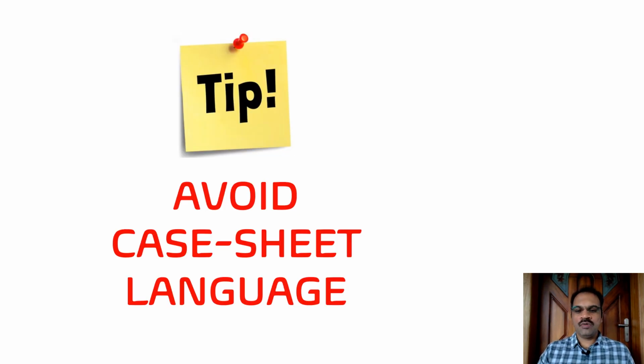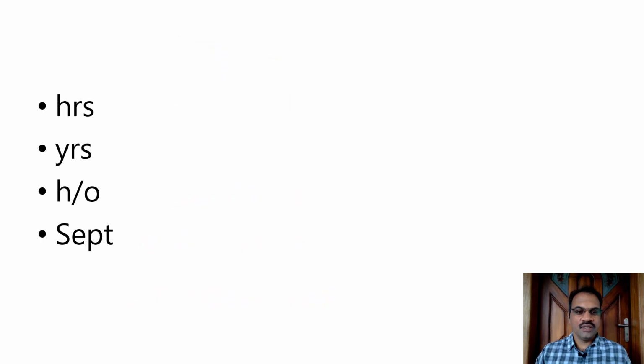Again, this is a problem that we usually see in case reports: use of case sheet language. Whatever words you use in your OP card or in your case sheets, you now use that in articles you are submitting to journals. Avoid that. Hours, years, history of, Sept for September. All these are fine in your clinical notes, but not in material that you are trying to get published.